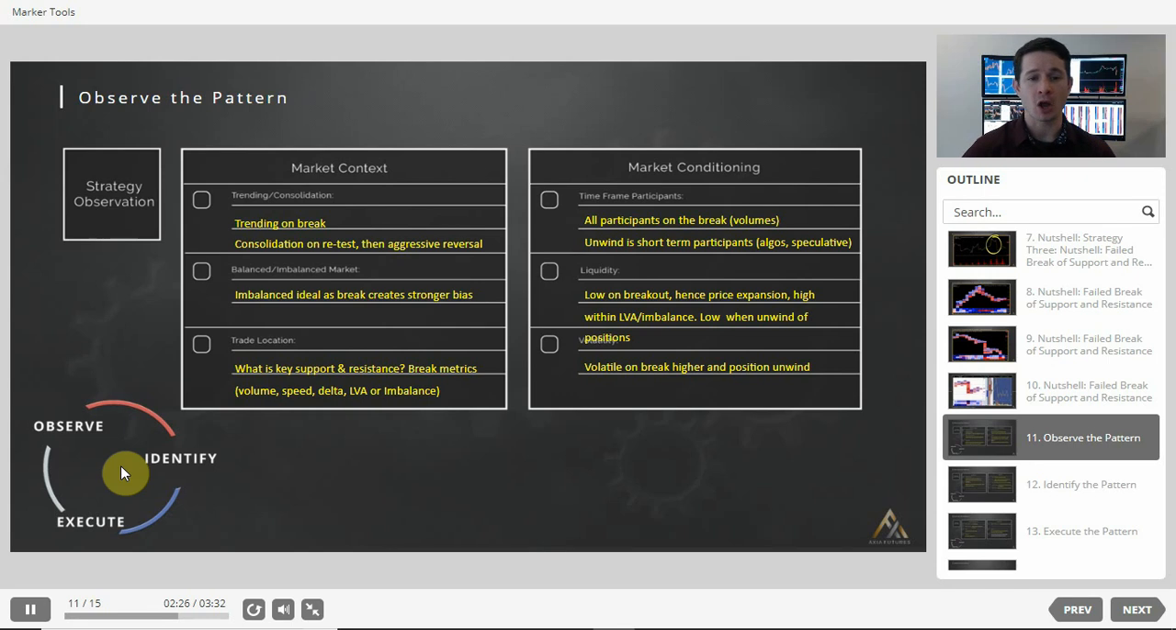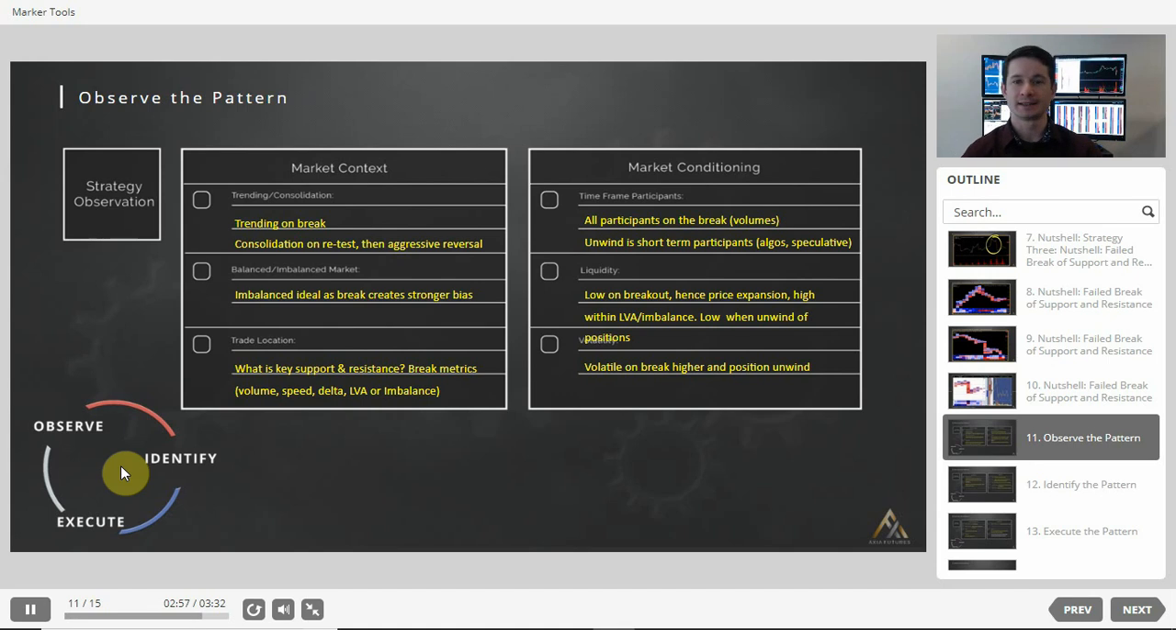In terms of market conditioning, the types of time frame participants, ideally we need initiative. We need all the participants on the break. That's what creates the heightened volume and aggressive nature of the break. Then obviously once we get the unwind, do note it's not so much the longer time frame participants, but rather the short term and speculative participants. Note those speculative participants include algorithms as well as your speculative participants.